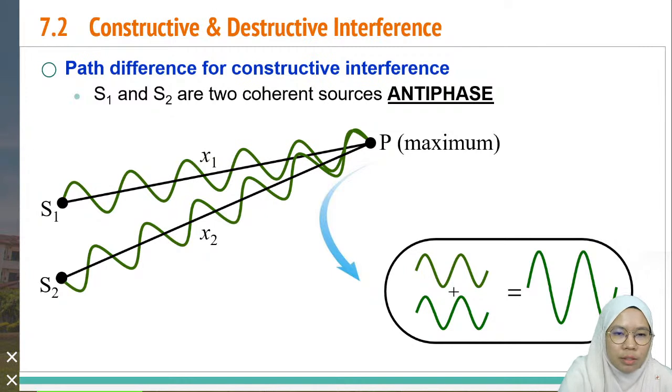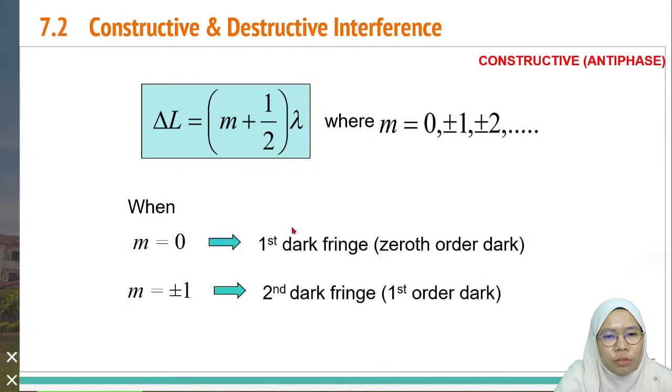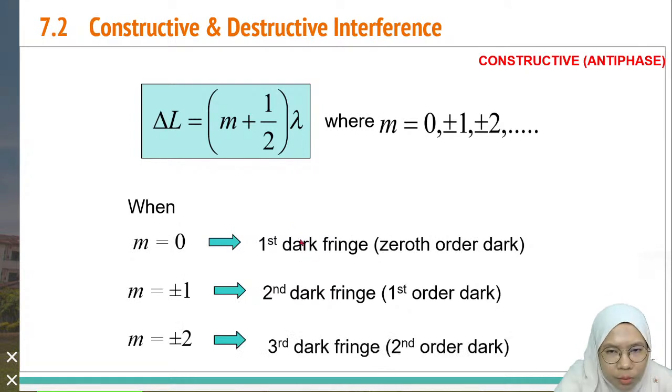Okay, so let's try to count the difference in lambda. So this one is 1 lambda, 2, 3, 4, 5.5 lambda. For S2, 1, 2, 3, 4, 5, 6. So we have 6 lambda minus 5.5 lambda. So the difference is half lambda. So in the case of anti-phase coherent sources, to get constructive, they need to have delta L, a difference of half lambda. So it can be 0.5, 1.5, and 2.5. Sorry, I think this one it should be first bright fringe, second bright fringe, and third bright fringe, because we are talking about constructive. So this one is wrong over here.